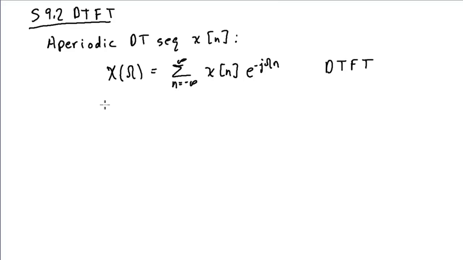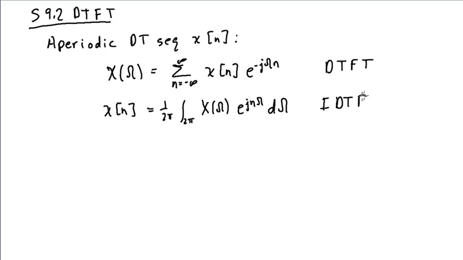We can also find the inverse transform. So we can go from X of omega back to x of n. It is 1 over 2 pi, the integral over any 2 pi interval of X of omega e to the j n omega d omega. So this is the inverse discrete-time Fourier transform. And so sometimes we'll see this notation, x of n and capital X of omega form a transform pair.